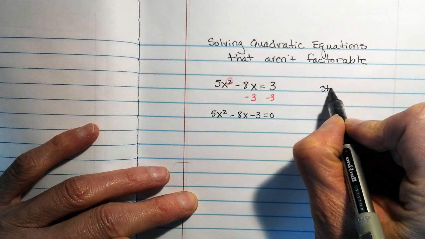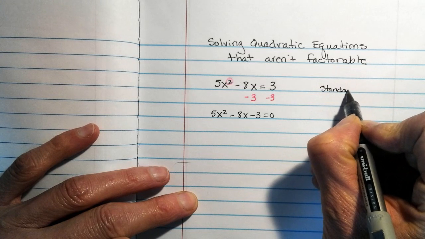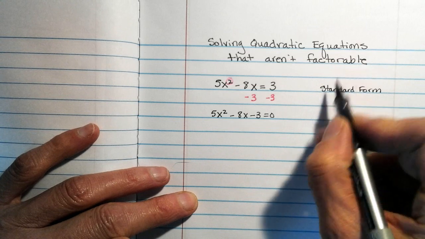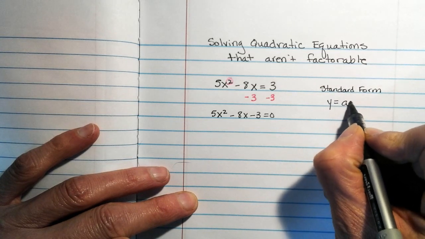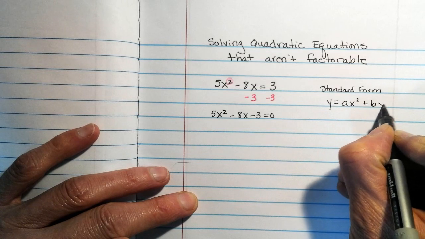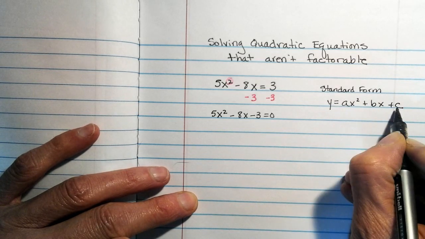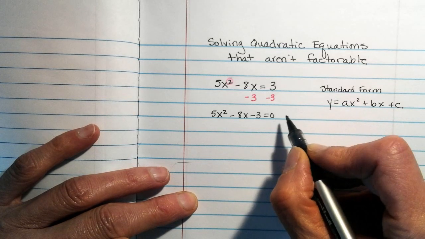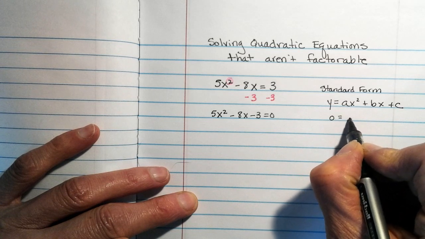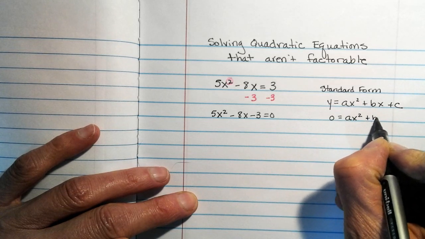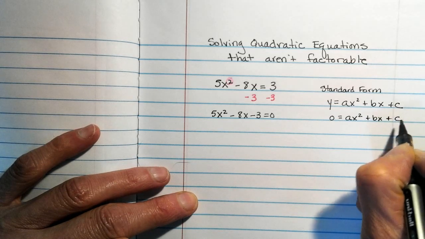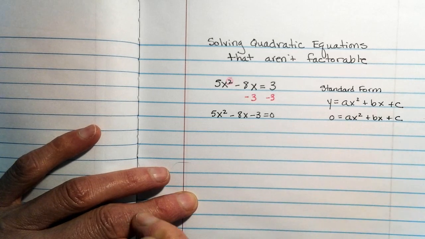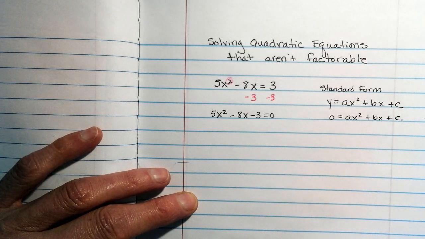Let me review that standard form of a quadratic: y equals ax squared plus bx plus c. It has to be in this form. We're looking for the zeros, which means y is 0, so that's the same as saying 0 is equal to ax squared plus bx plus c. It doesn't matter if the equals is on the left or on the right. These are both equivalent ways of saying the same thing.